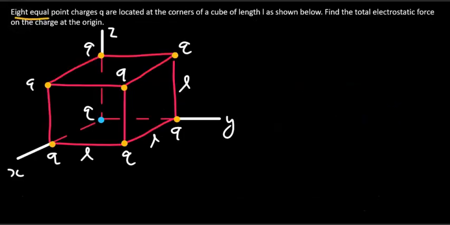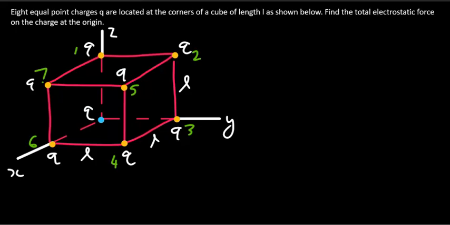Problem 2. 8 equal point charges with strength Q are located at the corners of a cube of length L as shown below. Find the total electrostatic force on the charge at the origin, the one marked with blue. So let's mark the charges with numbers. Let's assume this is charge number 1, that is charge number 2, this is charge number 3, that one here is number 4, this is 5, that one here is 6, and that one is 7.